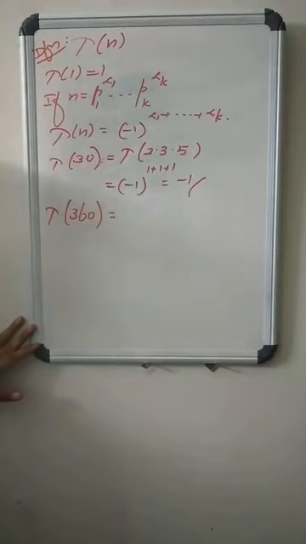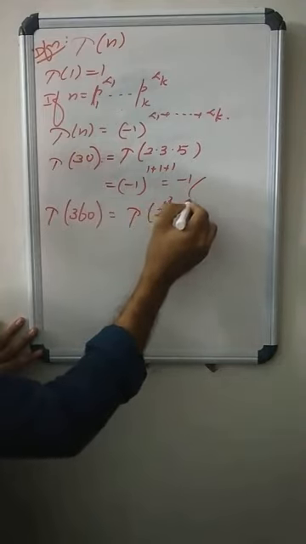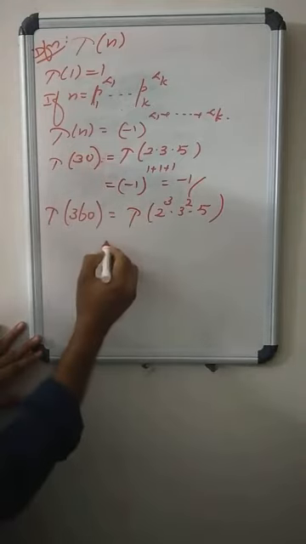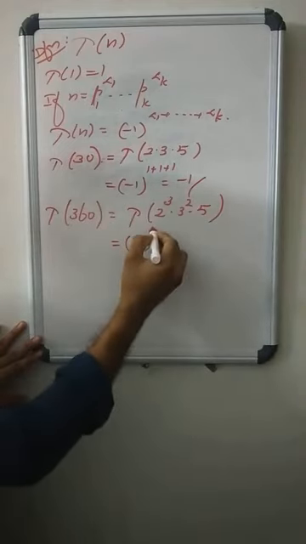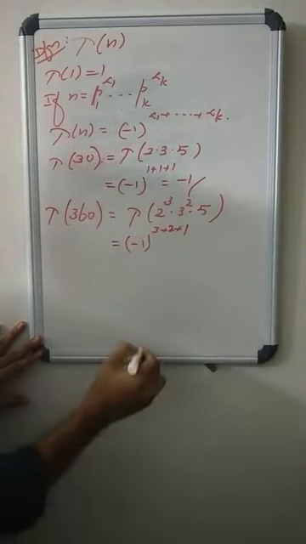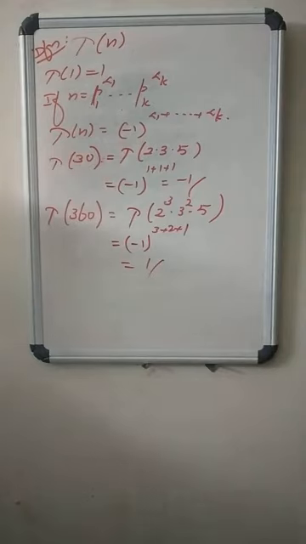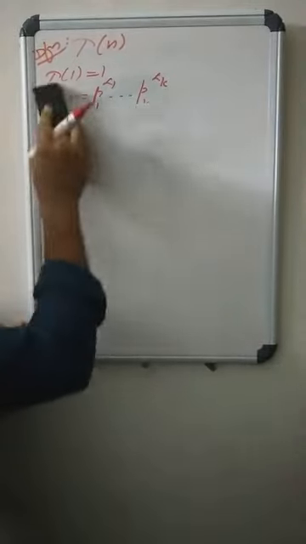What is lambda of 360? 360 can be rewritten as 2 cubed, 3 squared, 5. So lambda equals minus 1 power 3 plus 2 plus 1, so minus 1 power 6, that is 1. So this is Liouville's function. It is denoted by lambda of n, and is defined as lambda of 1 equals 1, and when n is p1 power a1, etc., pk power ak, then lambda of n is minus 1 power a1 plus etc. plus ak.